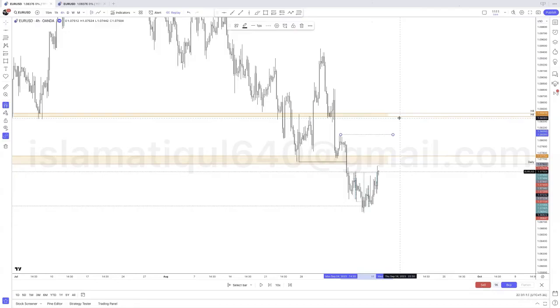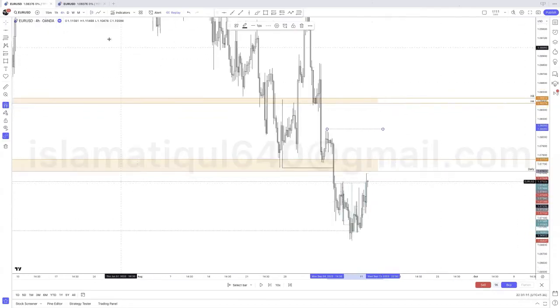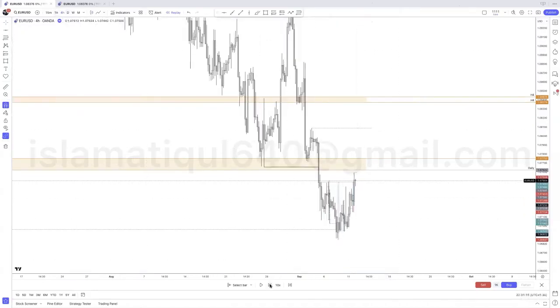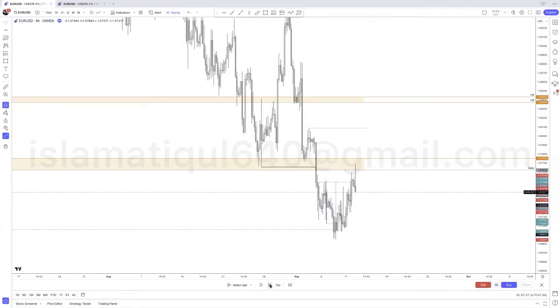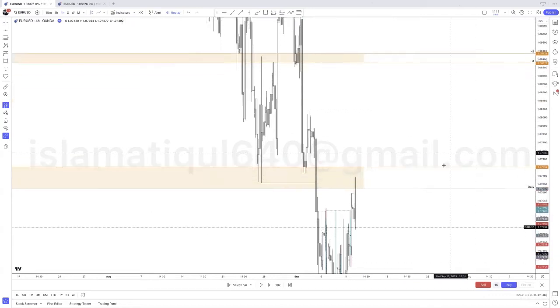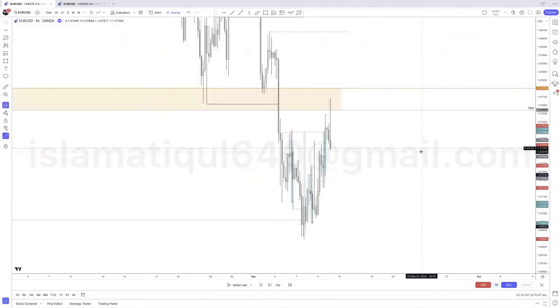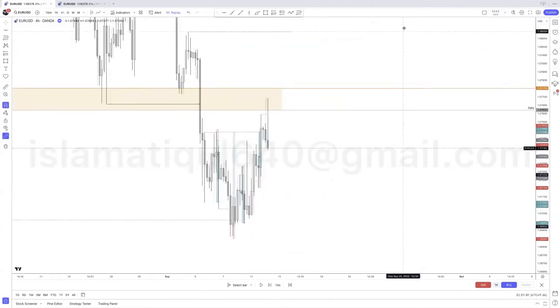So let's see. Wait for Asia to end and then decide what to do. Let's wait for Asia to end. Asia has done the job. Can you see that? Asia has itself done the job, took out liquidity from the previous day's high, and it's a storyline. Storyline is bullish.